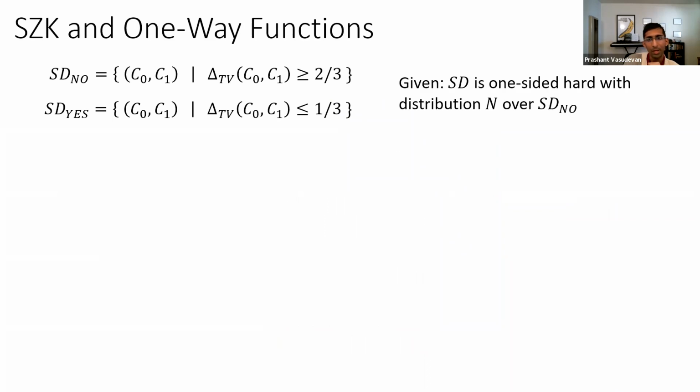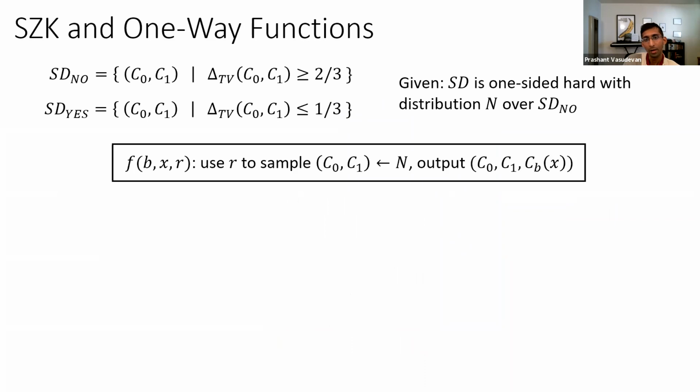I want to show that if this language is one-sided hard, then one-way functions exist. If you take this no distribution N, then you can construct the one-way function in the following way. Your function takes this bit b, some input x that you're going to use later, and some randomness r. You sample from the no distribution using this randomness r, which gives you these two circuits, C0 and C1, and then you just output a sample from one of those two circuits, which is determined by this bit b.